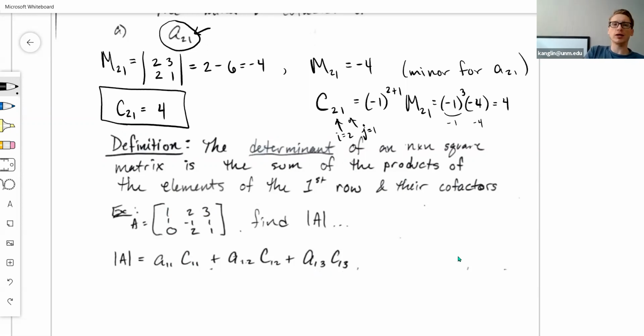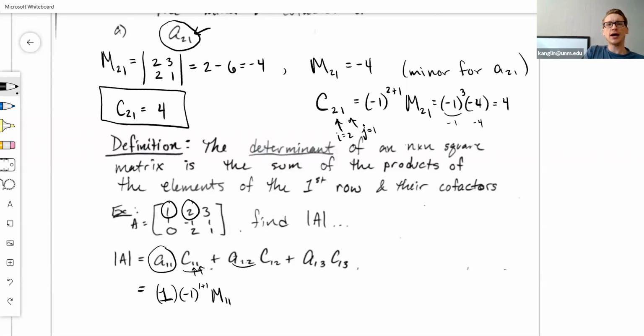And we'll see here it becomes pretty simple. A11, right? We said that's first row, first column. That's a 1. Times C11. Well, C11 has this negative 1 factor raised to the I plus j, which is 1 plus 1, times M11. Right, that's our formula for the cofactor, C11. And we'll just write that out. We'll come back to that in the next line of work.